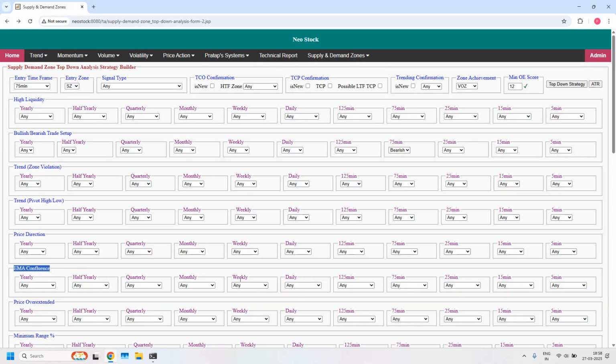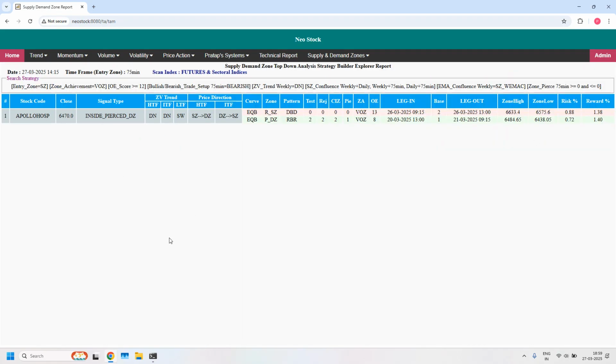In the EMA confluence weekly time frame, I am checking weekly supply zone having weekly EMA confluence. At the same time, in the trend, weekly should not be sideways. It should be downtrend because it is bearish trade setup. So that 1 stock is filtered. So this is an even more high probability trade setup to get success. So this is bearish trade setup for weekly income trade.